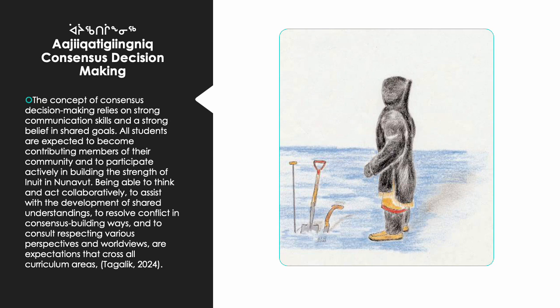The second IQ value we will be focusing on is Aajiiqatigiinniq, which is also known as consensus decision making. The portrait here comes from the posters that were provided by Tagalik in 2024 from the Pinnguaq online website. The Inuk here is planning to make an igloo.